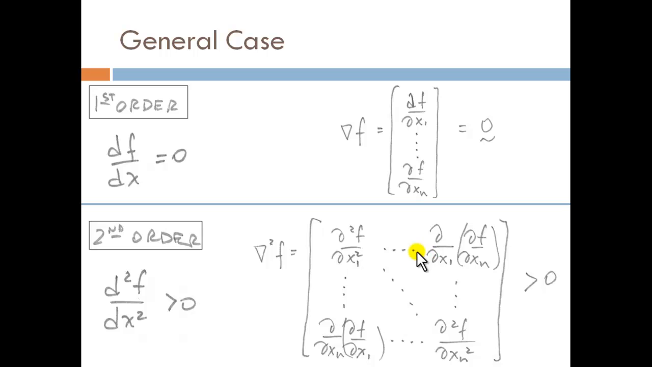We fill out this matrix. Remember that on this row we have d by dx1 of df dxn, and at the other end of this diagonal, we have d squared f over dxn squared in this square matrix. This is called del squared f. This is also known as the Hessian.